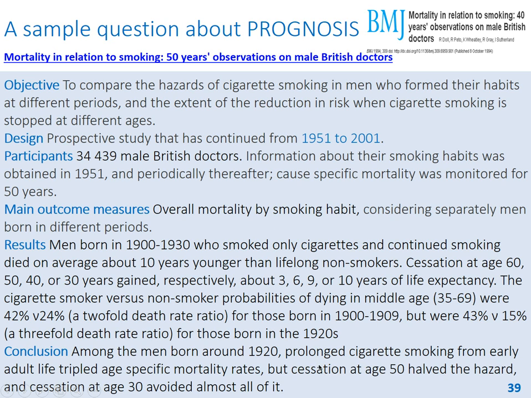Here's an example of a prospective cohort which was done over a long period of time in the UK, looking at smoking history and outcomes in male British GPs.